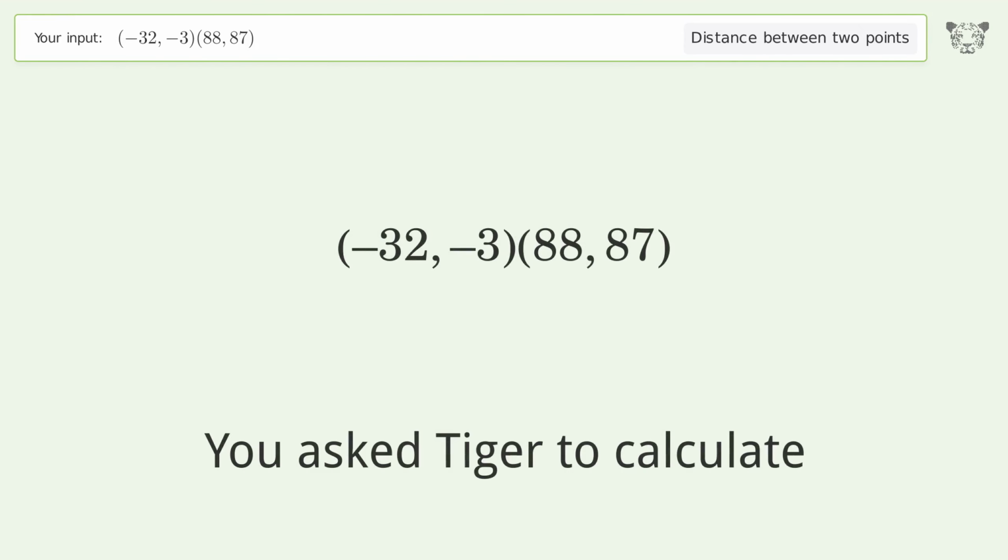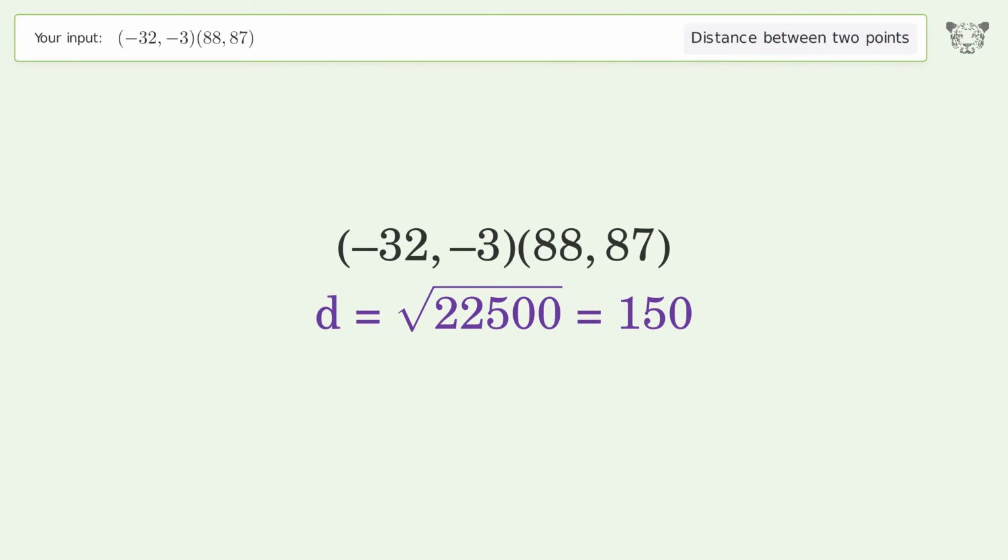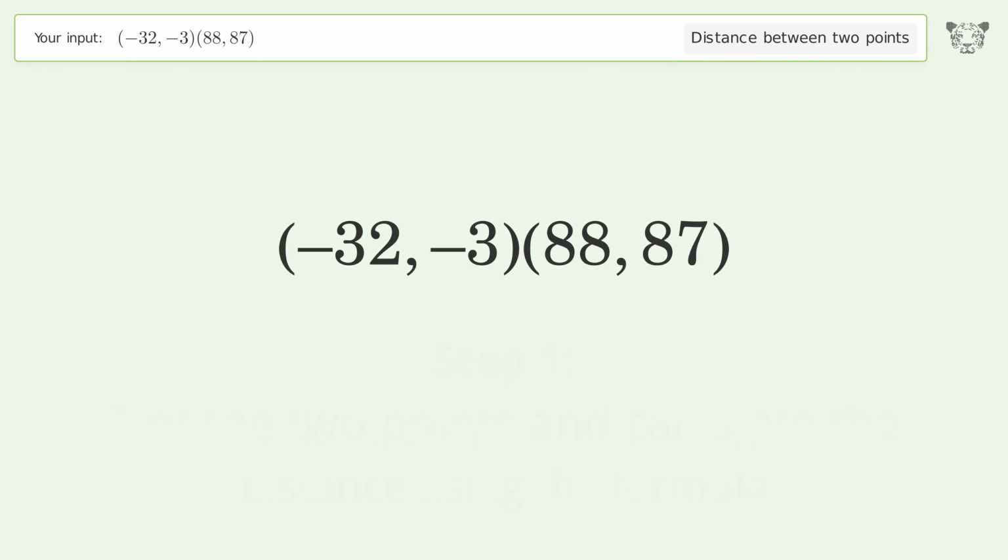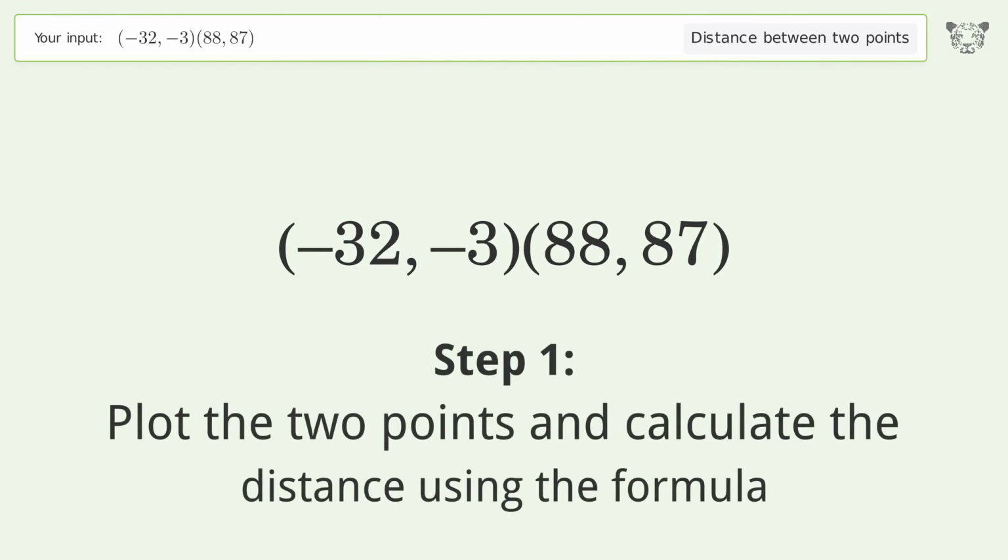You ask Tiger to calculate. This deals with the distance between 2 points. The distance between the 2 points is the square root of 22,500 or 150. Let's solve it step by step. Plot the 2 points and calculate the distance using the formula.